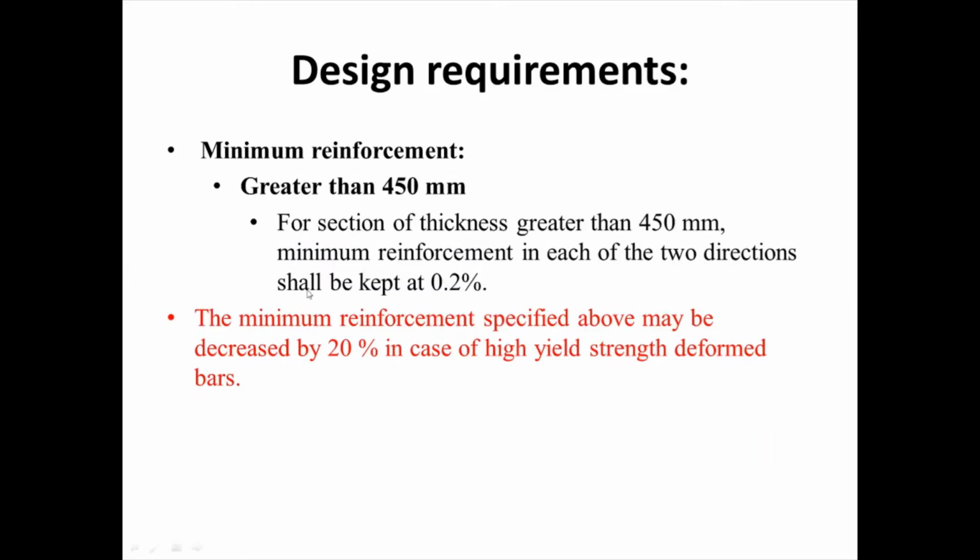Now, minimum reinforcement for a thickness greater than 450 mm. For more than 450 mm, the minimum reinforcement required is 0.2 percent. So what you have to remember? You just remember two values: 100 mm, and second, 450 mm. In between the two values, at 100 mm it is 0.3 percent, at 450 it is 0.2 percent.